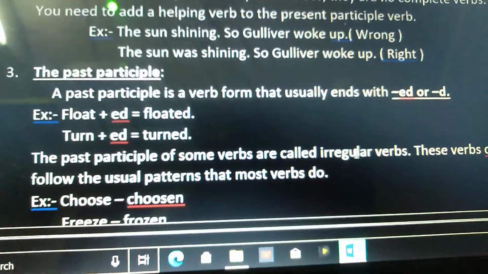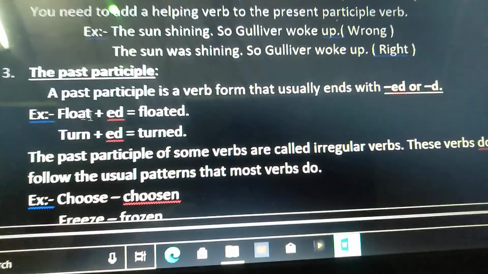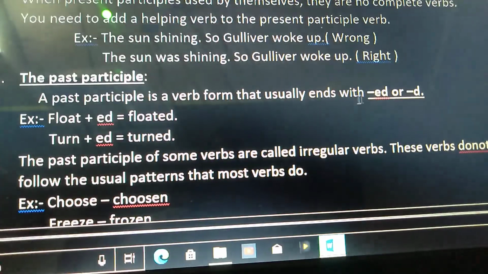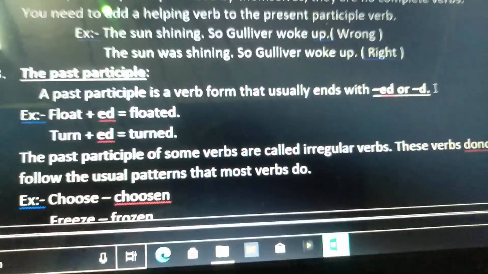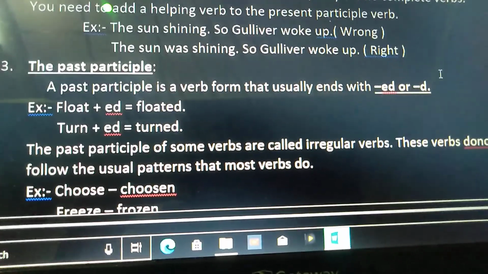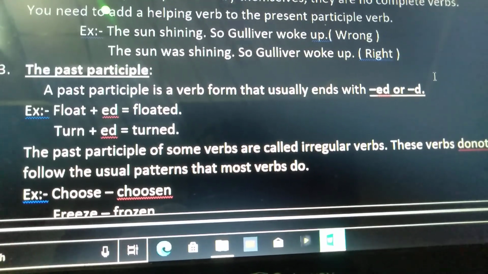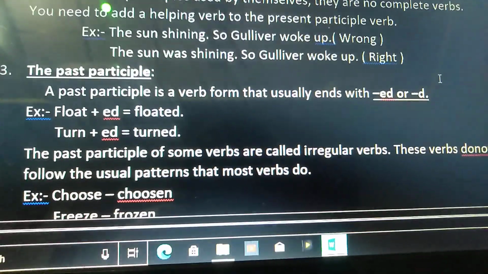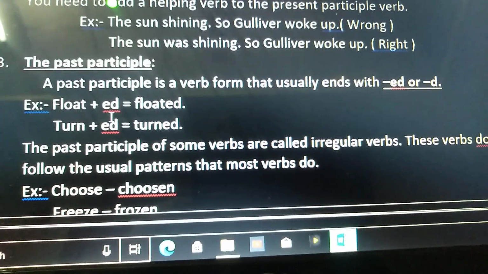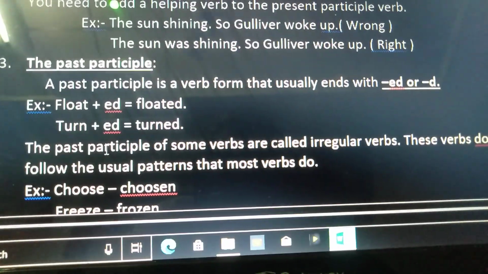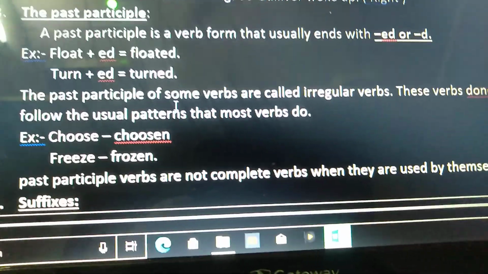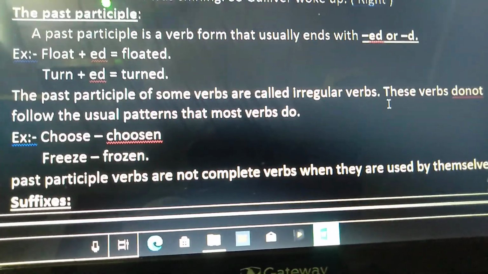Next one is the past participle. A past participle is a verb form that usually ends with ed or d. So, the present participle ends with ing, whereas the past participle ends with ed or d. For example, float plus ed, floated. Turn plus ed, turned.